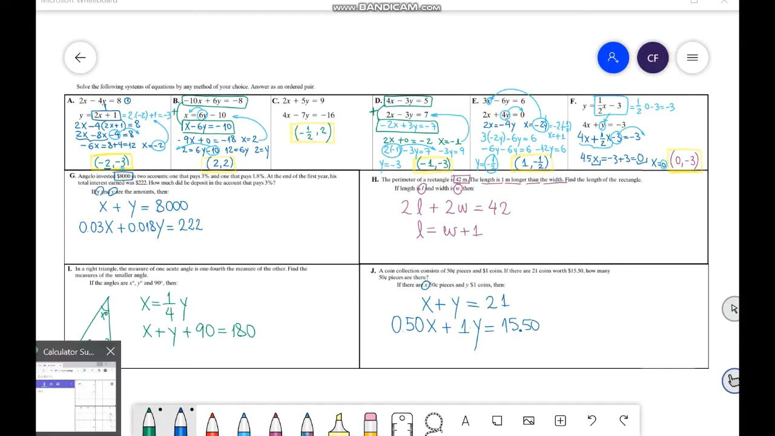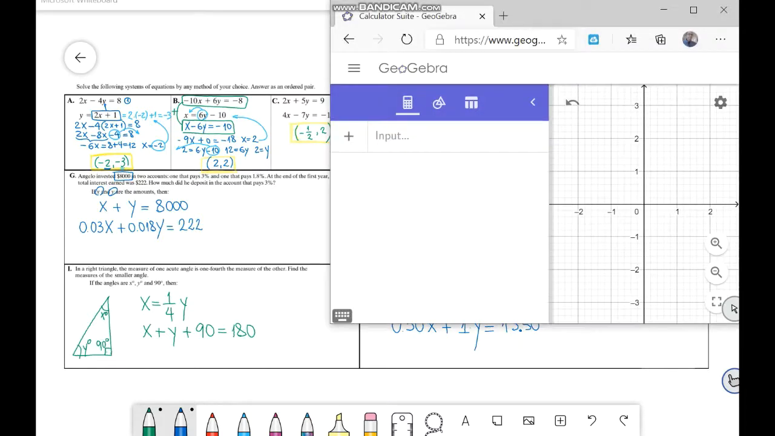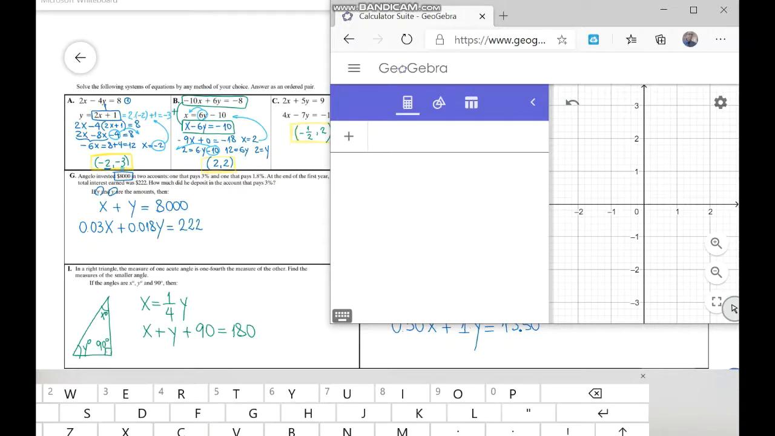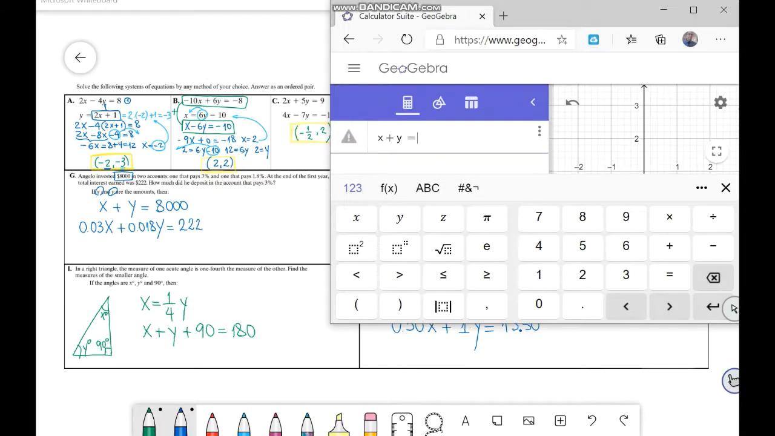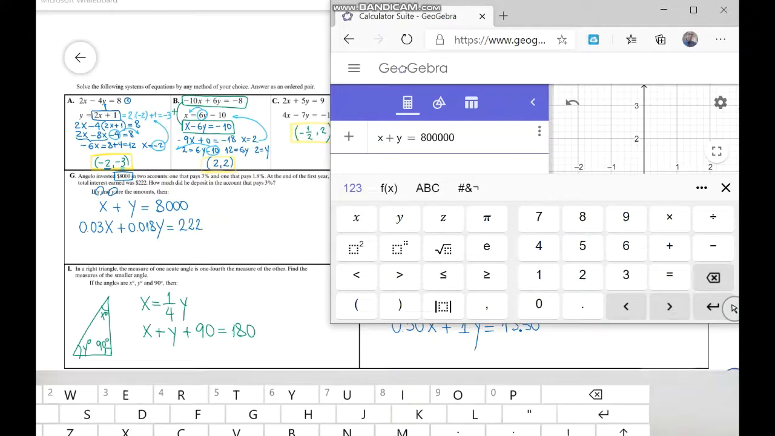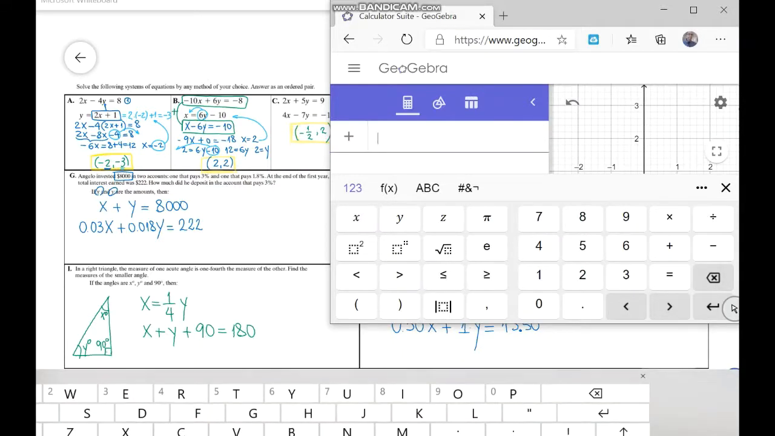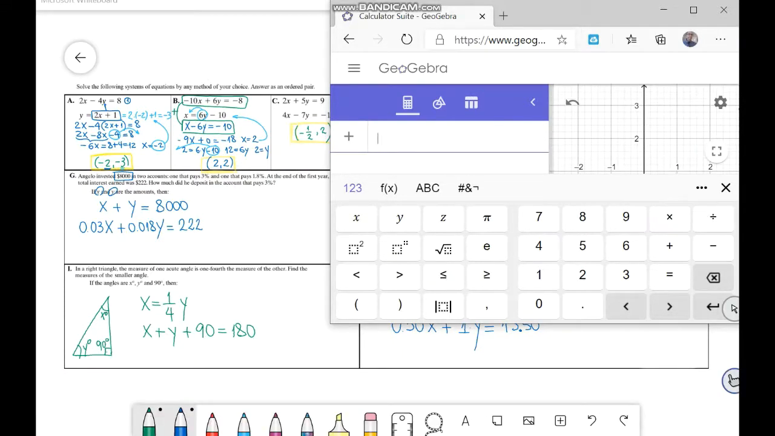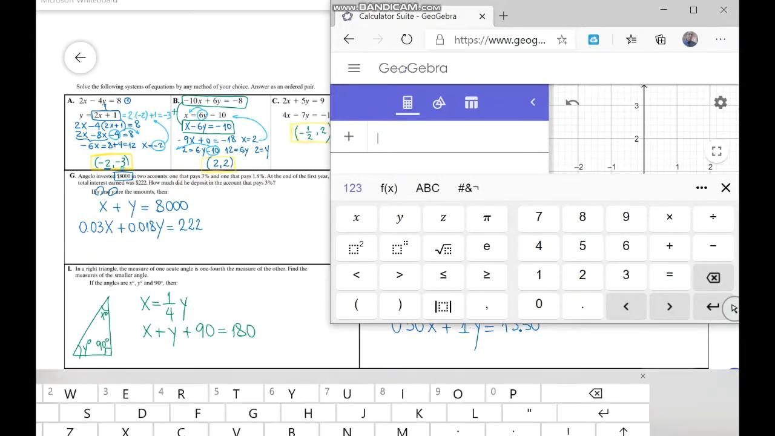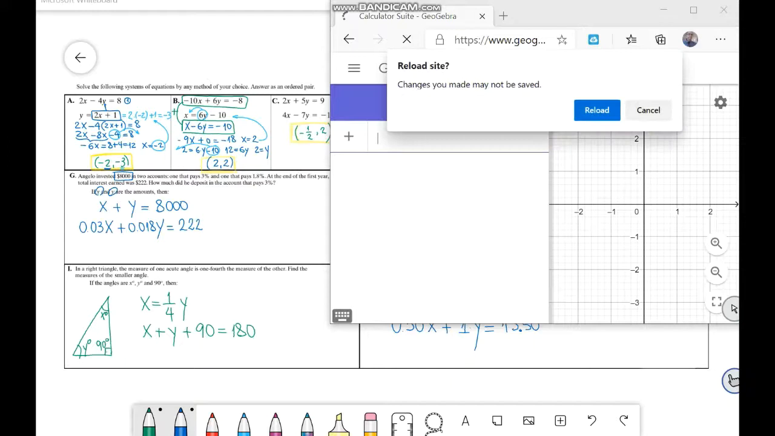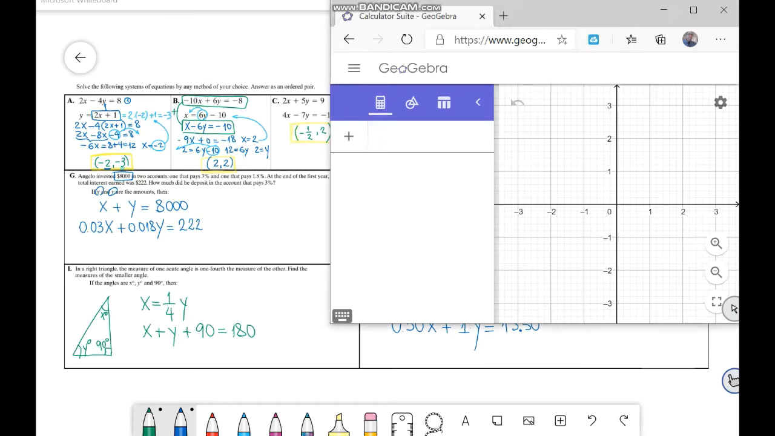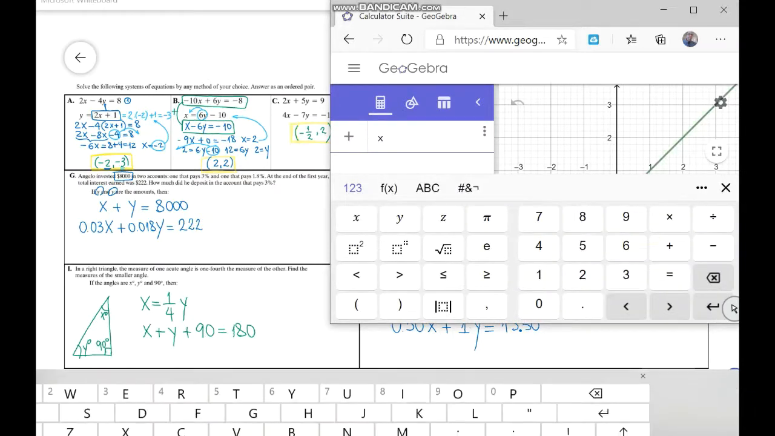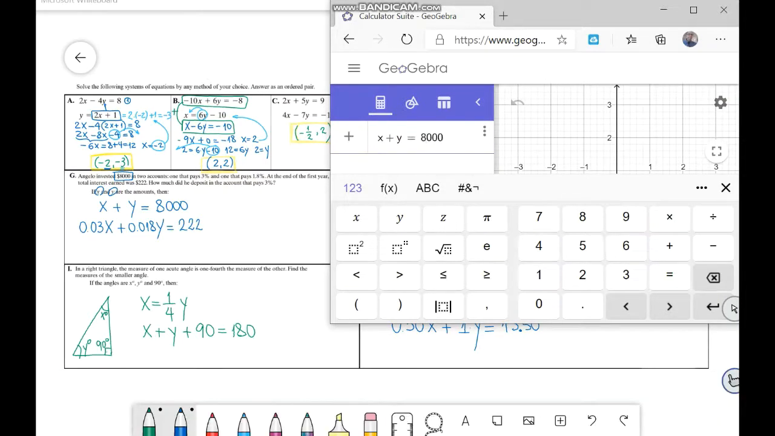Let me show here. For letter G, type the equations. X plus Y equals 8,000. Oops, too many zeros. 8,000. Let me reload this, sometimes it gets crazy. X plus Y equals 8,000. Enter.